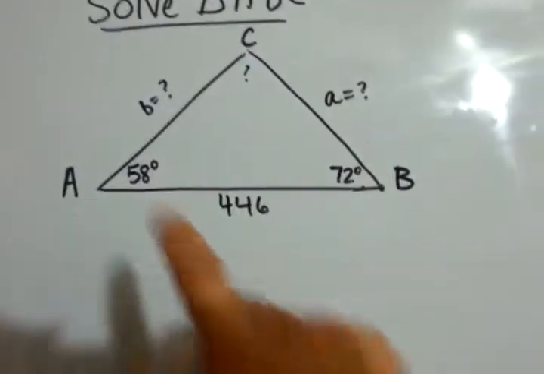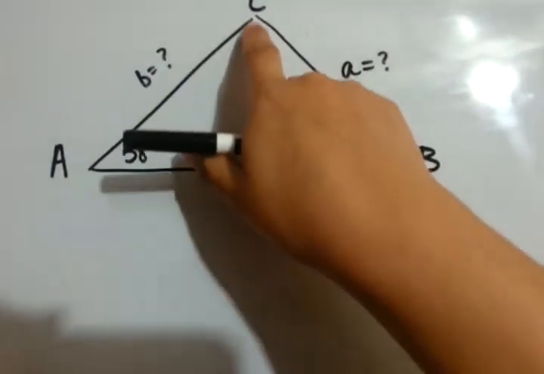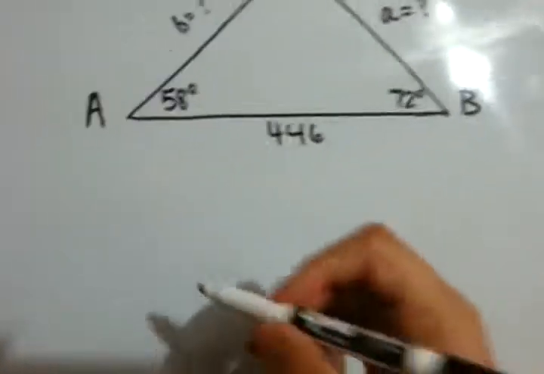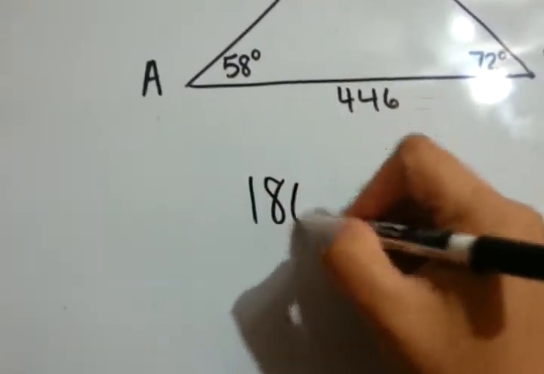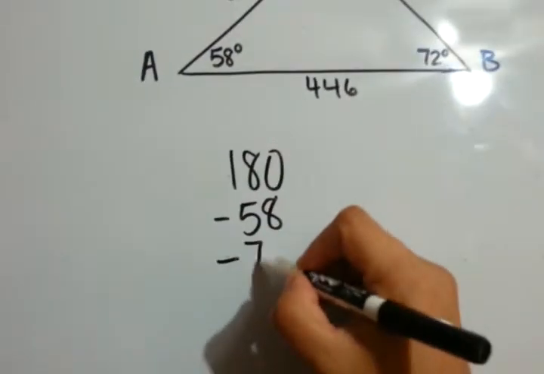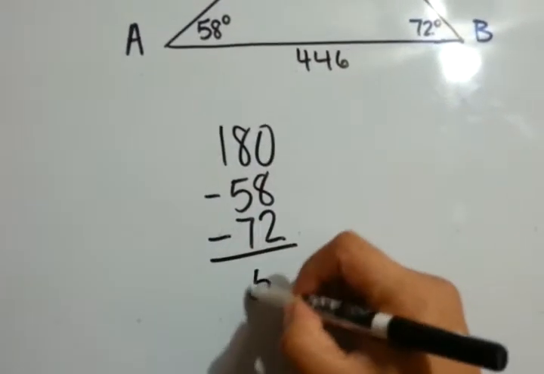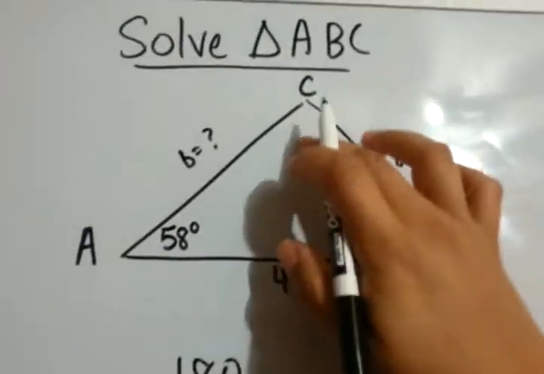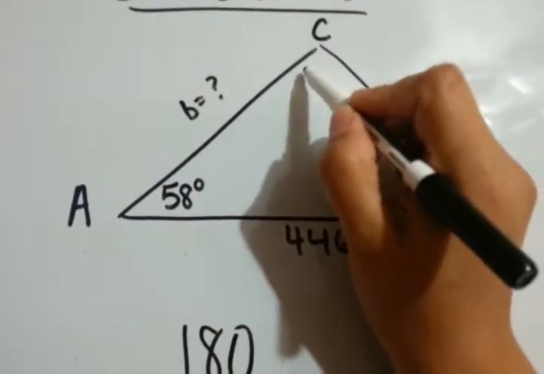So how do we solve for this? You have two angles, so the first thing you should do is find the missing angle. And you do that by taking it away from 180. Subtract both angles. You do that and you get 50 degrees. So this missing angle is 50 degrees.